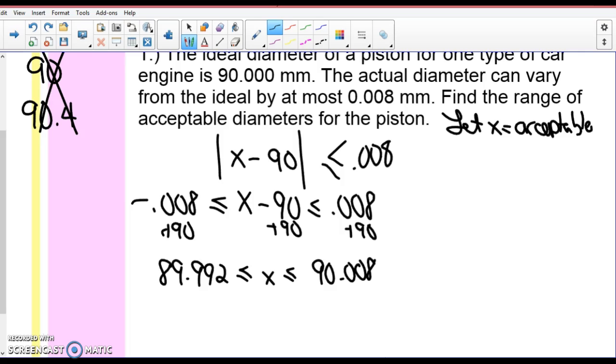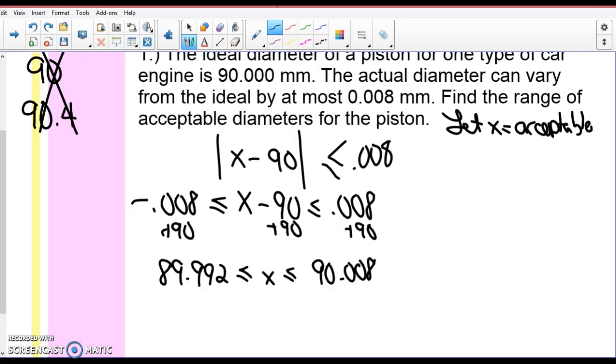Now, do you really have to do all of that work? You don't actually even really have to set up absolute value. Now, couldn't you just take 90.000 and add 800s, or thousands, I'm sorry, and take that and subtract? Isn't that the appropriate range? This is how we do it algebraically.